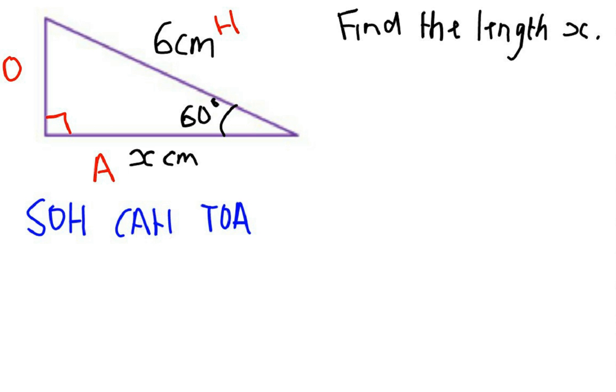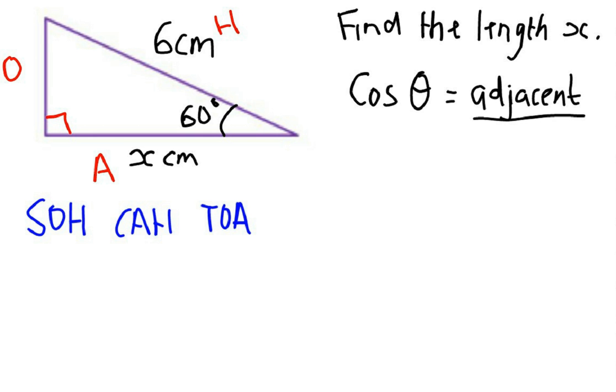So we're going to write out over here our cosine ratio, which is cos of the unknown angle theta is equal to the A, which is our adjacent, divided by H, which is our hypotenuse. Okay, so that's the ratio. We're now going to use that ratio to solve this problem.